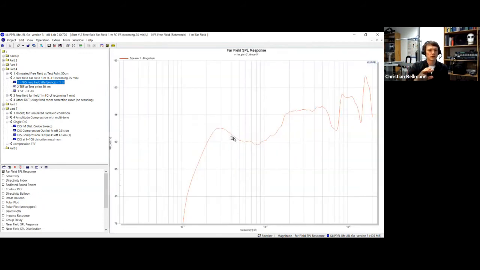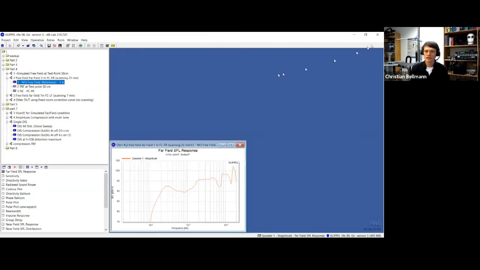For this loudspeaker, it was 25 minutes. And this gives us the full directivity in the full audio band. So we can easily generate a new free field curve at 1 meter. And now what we're doing is we compensate everything. We compensate the room and we compensate the distance.